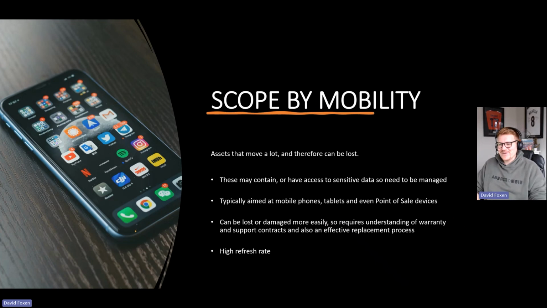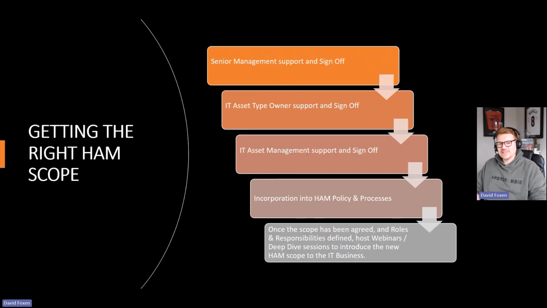Don't just leave it to thinking that that's in scope, or assuming. Really detail it, get it written down in your policies. So getting the right HAM scope, making sure you're getting that senior management support and buy-in. If they don't support it, it's going to be an uphill battle really early on.